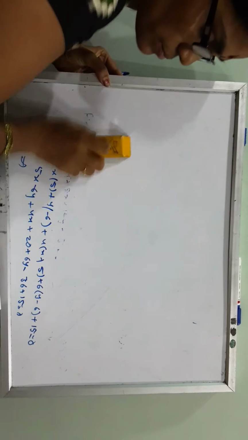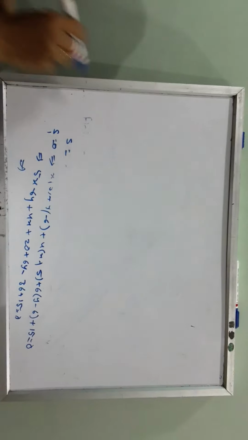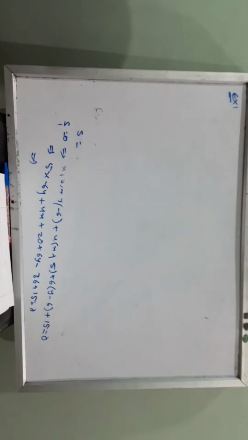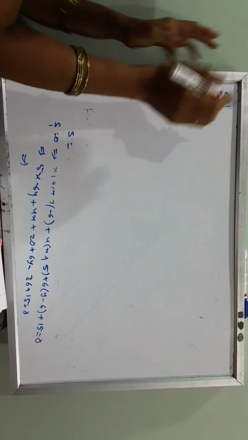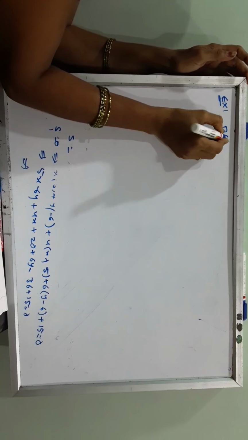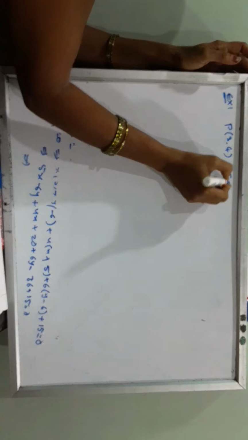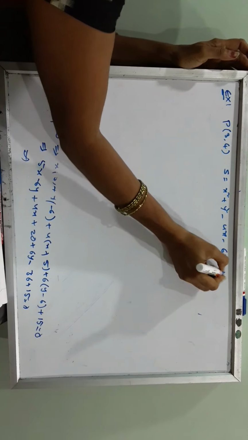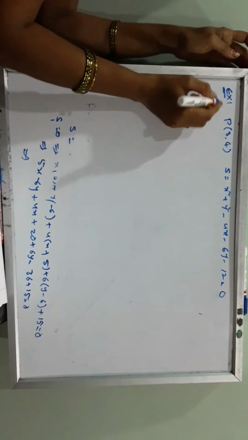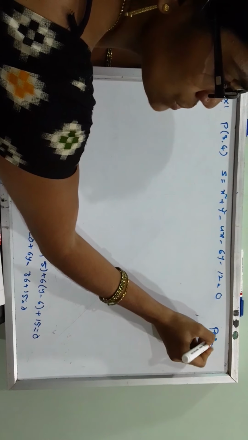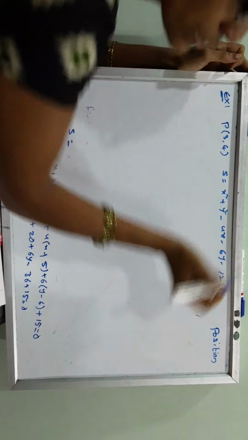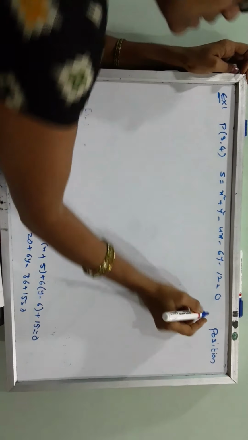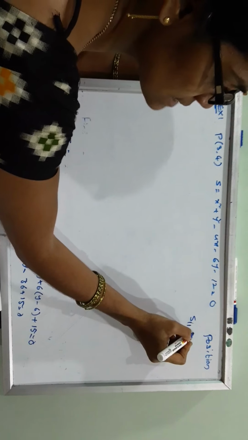Next one is an example on position of a point. Find the position of the point P (3, 4) with respect to the circle x square plus y square minus 4x minus 6y minus 12 is equal to 0. Here I have to find the position of a point with respect to a circle. Position of a point means S11, three conditions may arise here.